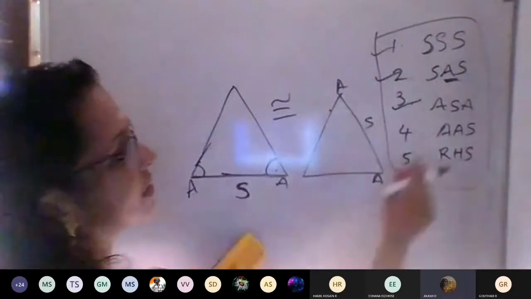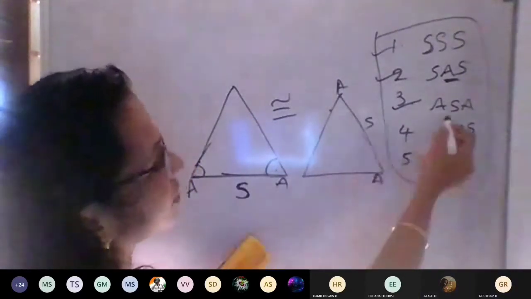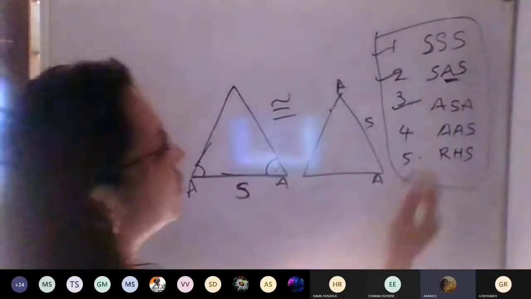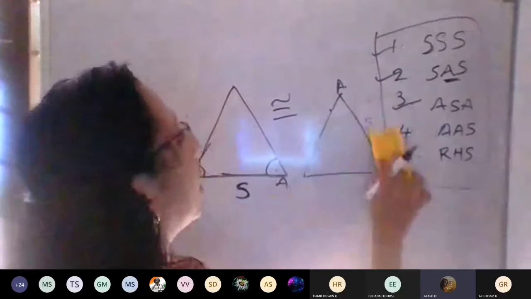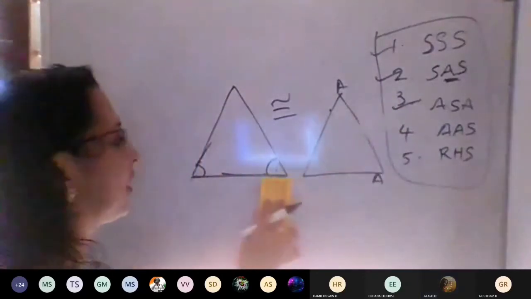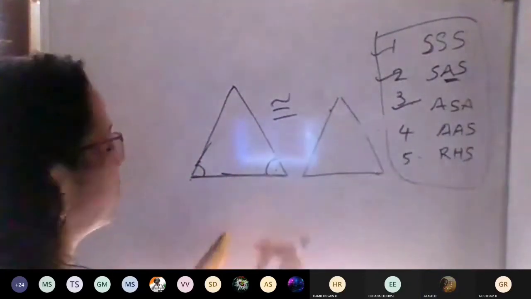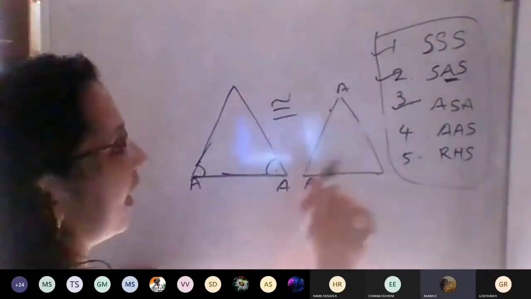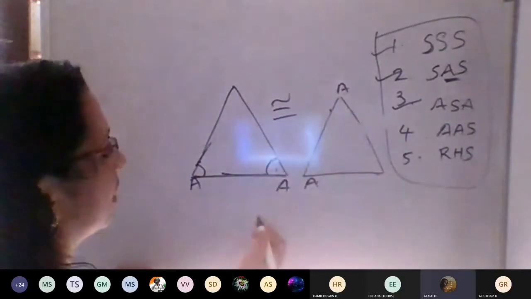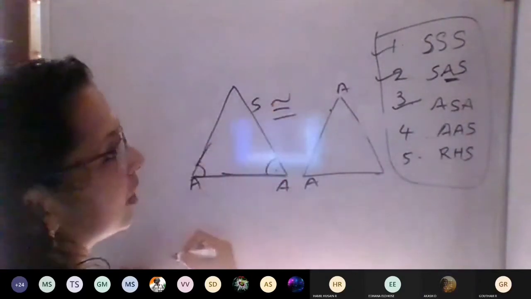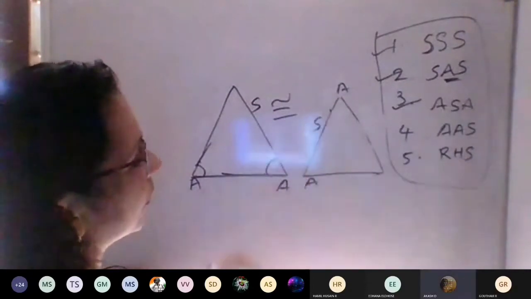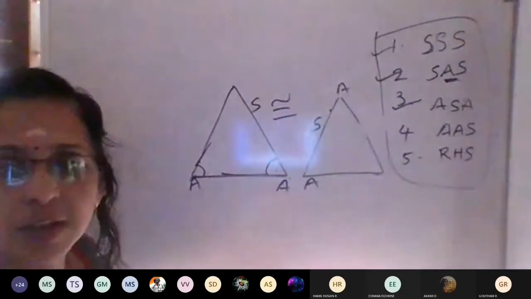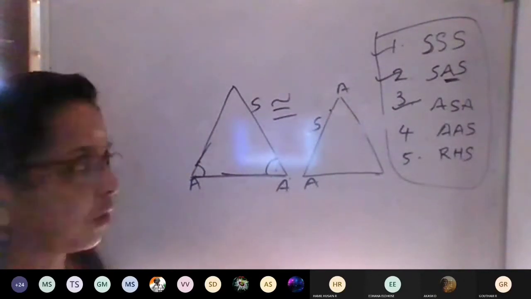Then next, AAS. What is the difference? Two angles and one side, but the side is not in the center. It should not lie in between the two angles. Suppose this is an angle and this is another angle, but the side is not in the center. It can be here. Understood? Then also we can say that the two triangles are congruent, by AAS.